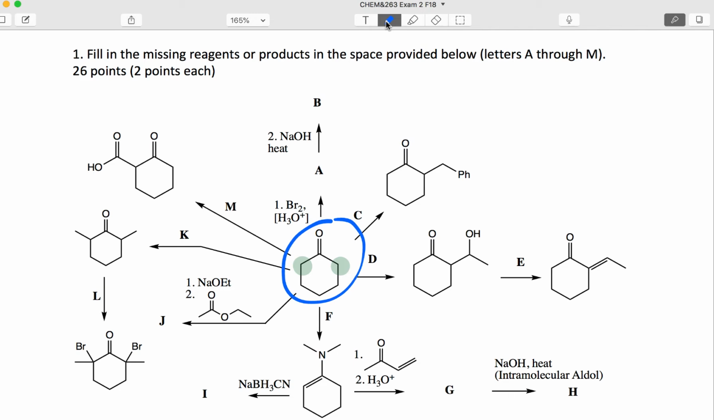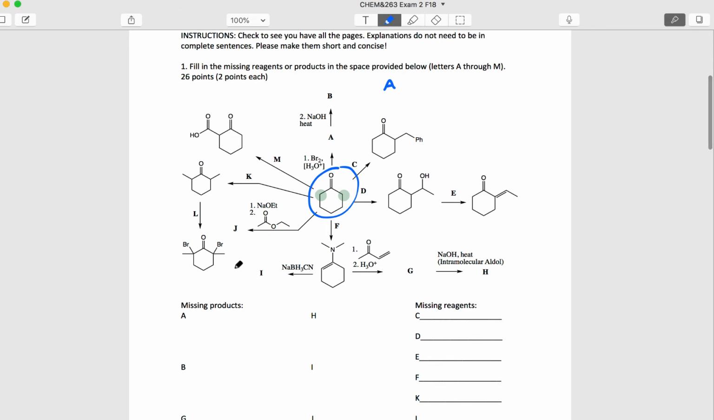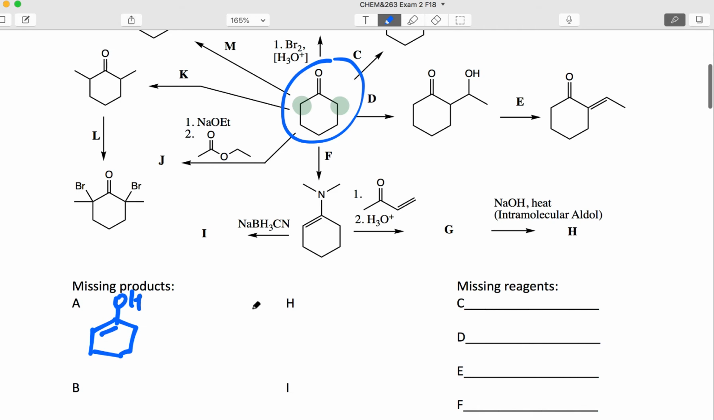So for A, I'm picturing that you would have cyclohexanone, and in acidic conditions, we have the enol form of it. And then that enol can react with the Br2, and as an enol, it is a nucleophile, and it will react with Br2 this way. So most of you got this right. This is a carbonyl with a Br at the alpha position.